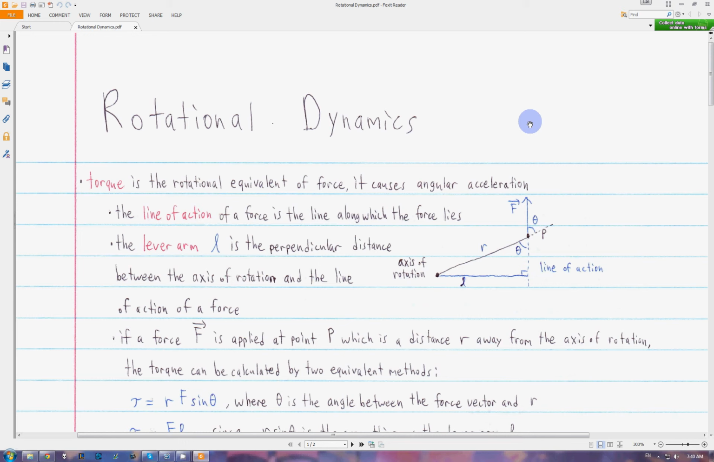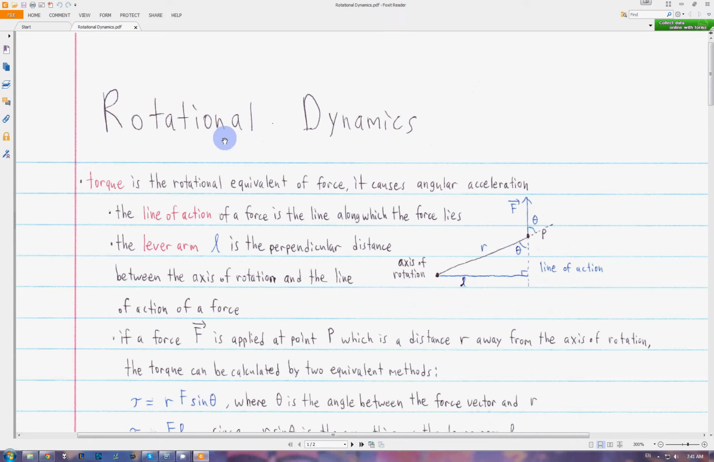So now that we've come up with a way to describe the motion of a rotating object, we want to describe how that rotational motion actually starts. To do that, we need to come up with rotational equivalents for force and mass. So first, let's look at torque.